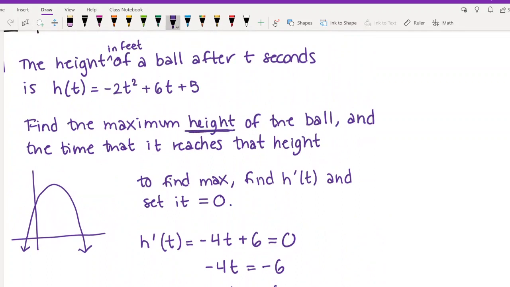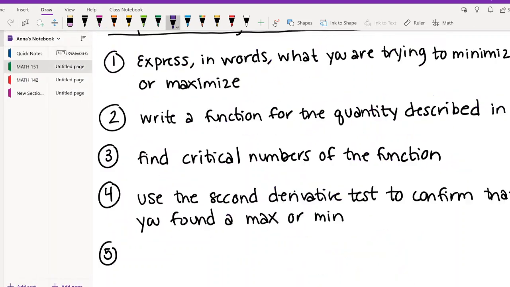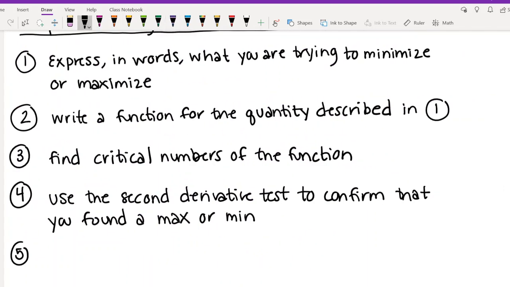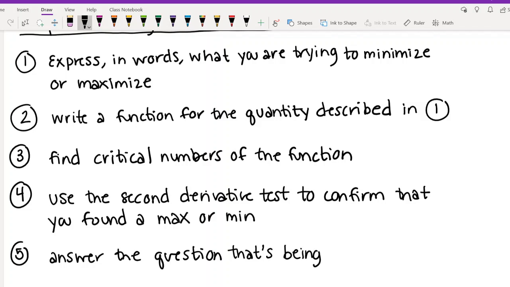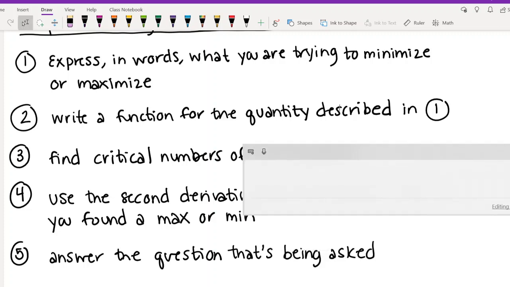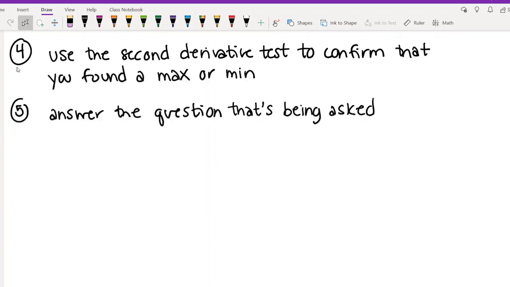And so it was really important in answering this question that you took that time and plugged it back into the function to figure out what that maximum height was. So that step is going to be really important as well. So basically, make sure you're answering the question that's being asked. And so that will really vary depending on what type of question you're working on. Okay, so let's look at an example.